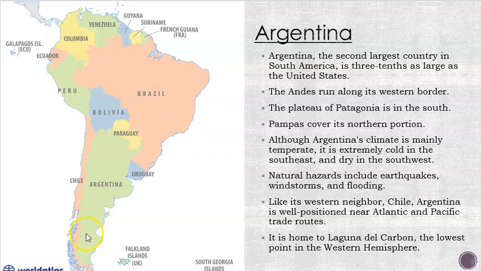Like its western neighbor Chile, Argentina is well positioned near the Atlantic and Pacific trade routes, and it is home to a place called Laguna del Carbon, which is the lowest point in the Western Hemisphere.